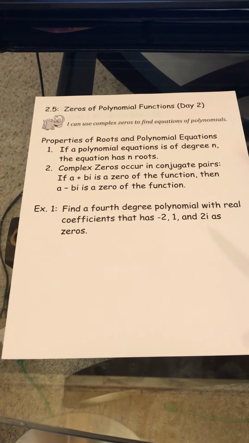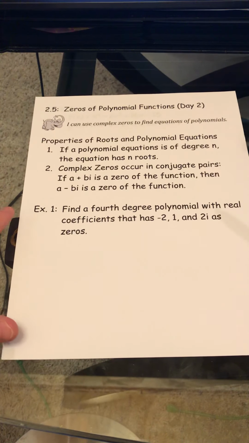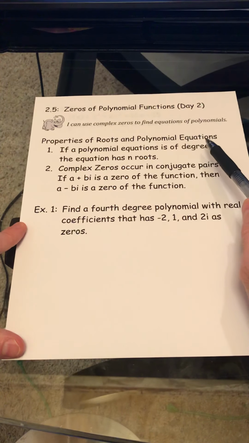We are going to finish up section 2.5 with this set of notes, and we'll complete pretty much everything else that could come up with finding zeros of polynomials. The one thing we really haven't discussed a whole lot yet is what happens with imaginary or complex zeros, and that's what we're going to look at. So, properties of roots and polynomial equations.